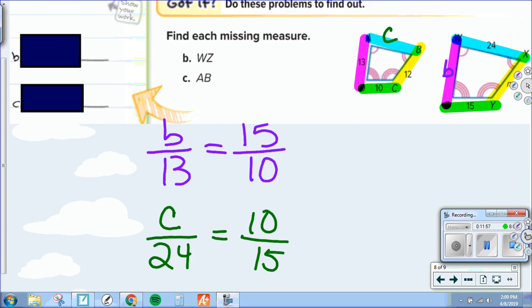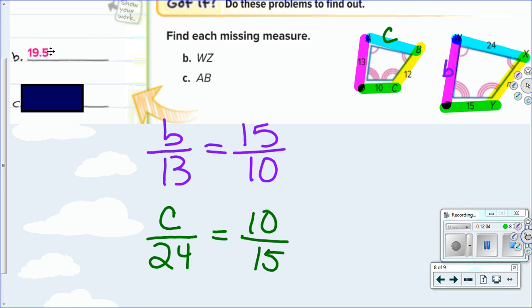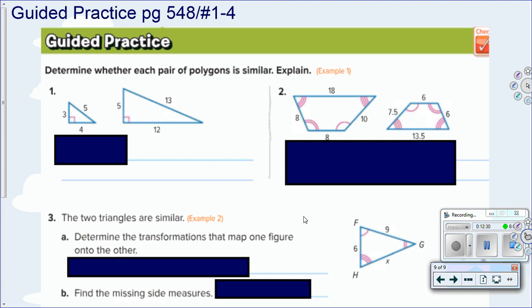Alright, so as we can see here, to find WZ, we set up the purple equation, and when you solve the proportion, you would find that B had to be 19.5. The C one, I used C for the missing side of AB, set up this proportion, and C would be 16. Now you're going to practice on your own. You're going to go to page 548, numbers 1 to 4.